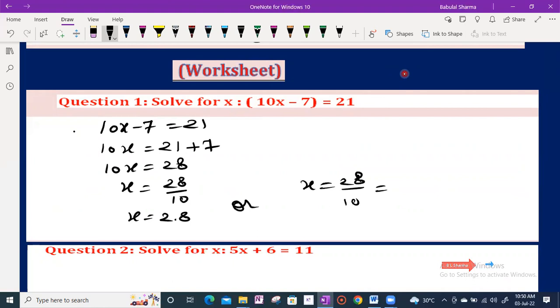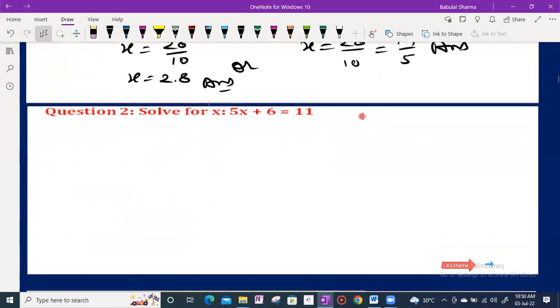You can divide both sides by 2. So that is 14 upon 5, the answer. Either you can write it in decimal form or you can write it in fraction form. Both answers are correct. Both of your answers are correct.